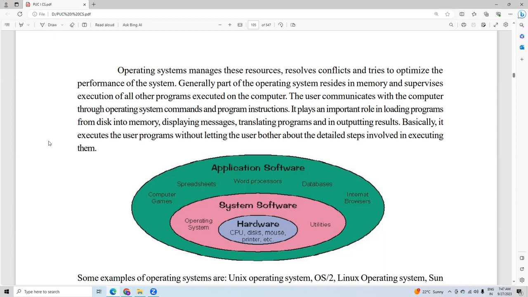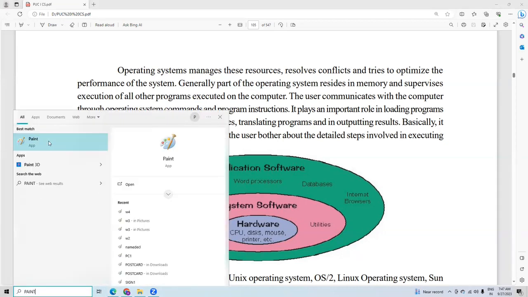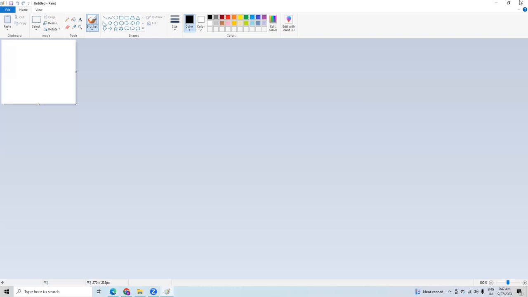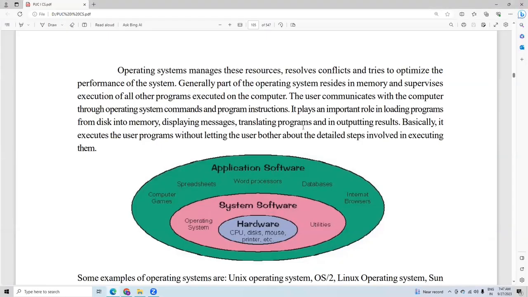Basically, it executes the user programs without letting the user bother about the detailed steps involved in executing them. Right. See, I just said start, I typed paint and I pressed enter. The paint program came on the screen and I'll start doing the painting. Do you worry how that paint program got started? What all the set of instructions are written to start any program? When that paint is started, in that you are doing drawing. Behind that drawing, how many thousands of lines of commands are being written and they are working? So we are not bothered about it. That thing will all be taken care of by the OS, right?